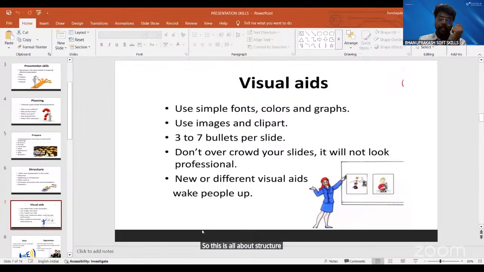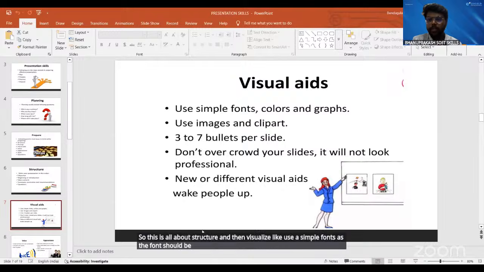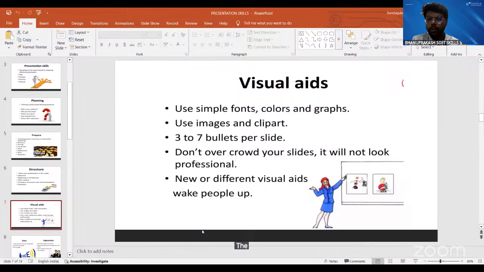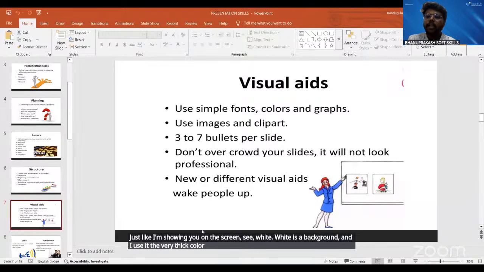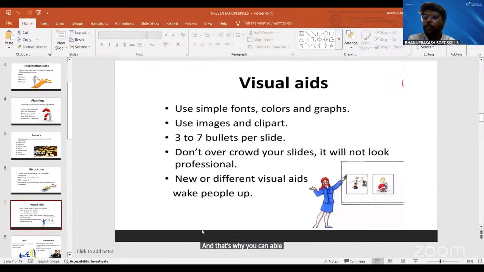And then visual aids. Use simple fonts, as the font should be simple, a professional font like Calibri, or the font that I'm showing you on the screen. And color should be proper. A lot of times, colors are very dominating. Just like I'm showing you on the screen, white is the background, and I use a very thick color, the opposite color to white, that is black. And that's why you can see these colors properly.